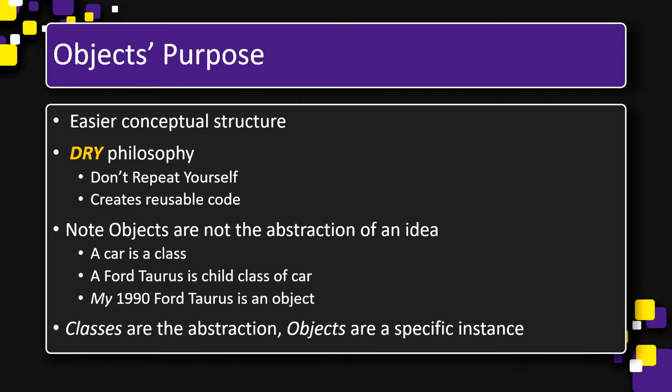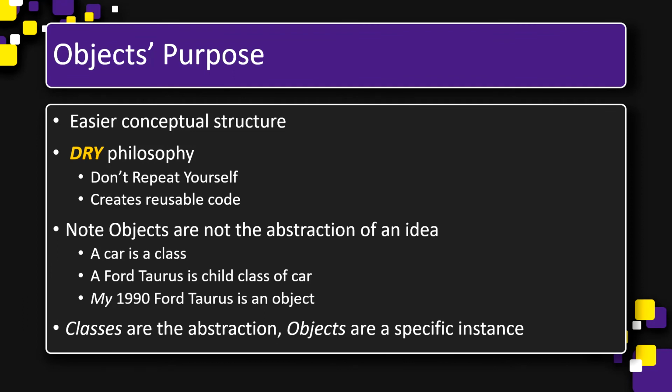Note, however, that objects are not the abstraction of an idea. A car is a class. A type of car, like a Ford Taurus, or perhaps a sedan, is a child class of that overall car archetype, right? But my specific Ford Taurus is an object. It's an instantiation. It is a value of that class, right?